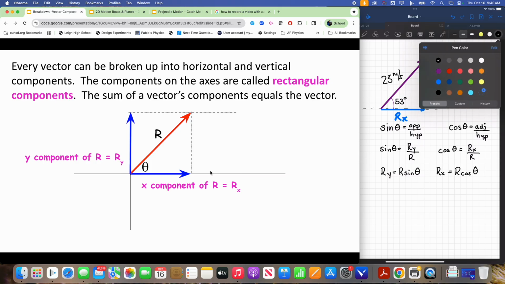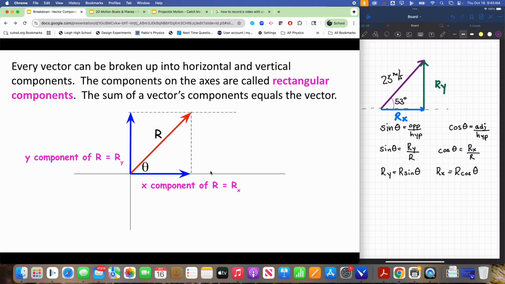So now I'm going to do it in a different color. So then my Ry is equal to 25 times the sine of 53, and my Rx is equal to 25 times the cosine of 53. I picked this angle and this length because I know it's a special right triangle, so I don't have to break out the calculator.